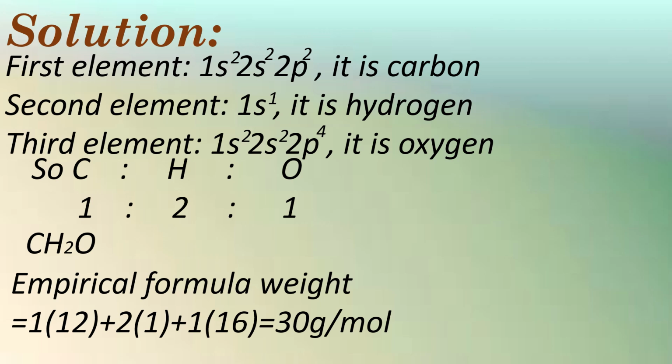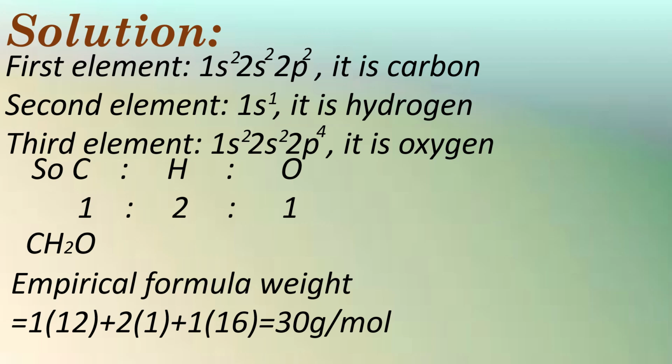So we have identified the elements by electronic configuration. S orbital is spherical in shape and p orbital is dumbbell in shape. So carbon is to hydrogen is to oxygen, 1 is to 2 is to 1. The mole ratio is already given in the example. So the empirical formula is CH2O.